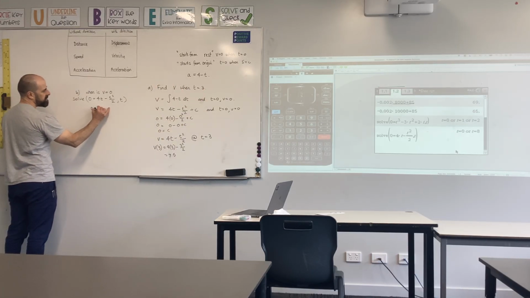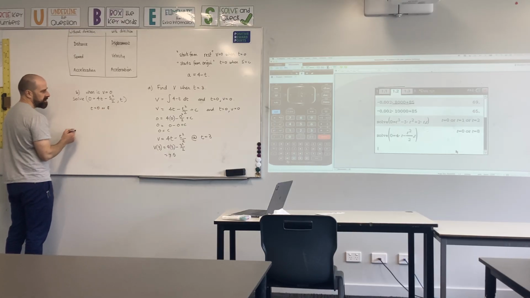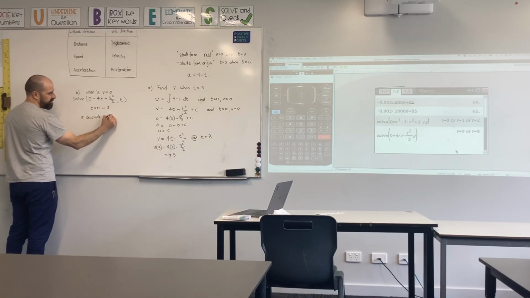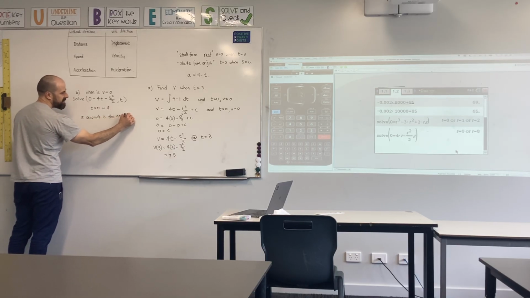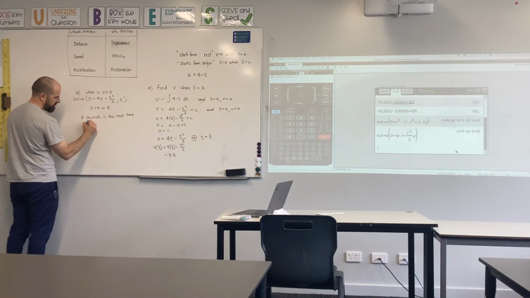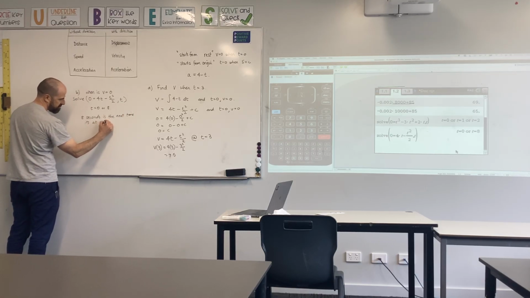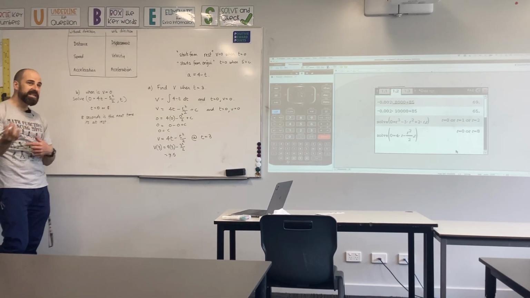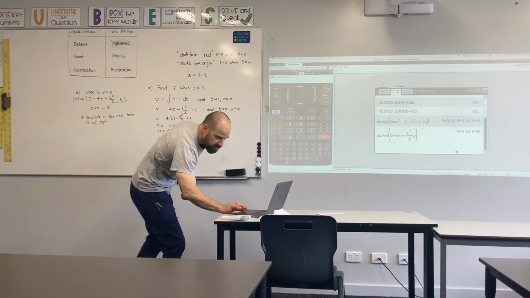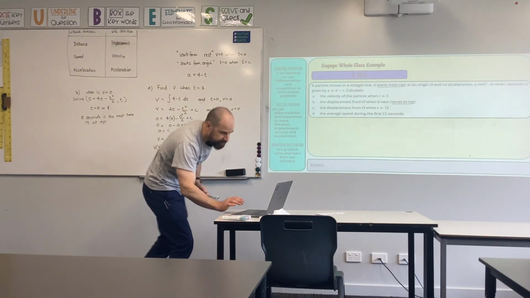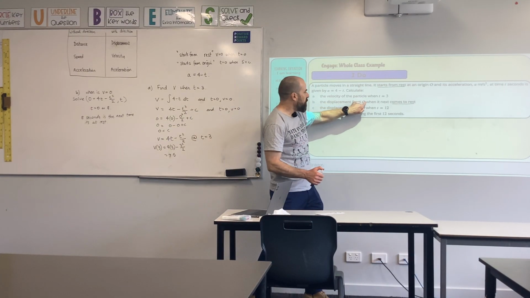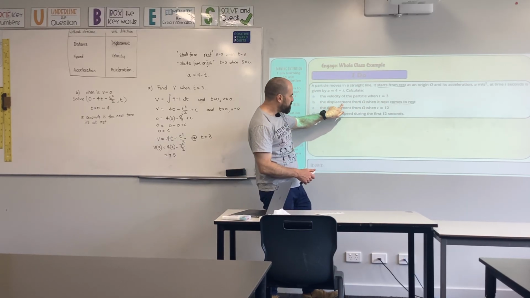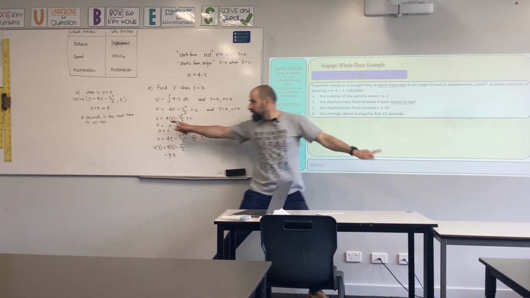So I've got t equals 0 or 8. So 8 seconds is the next time it's at rest. Agreed? All right, so we want to find the displacement when t equals 8. The displacement from O when it next comes to rest. Find the displacement when t equals 8.